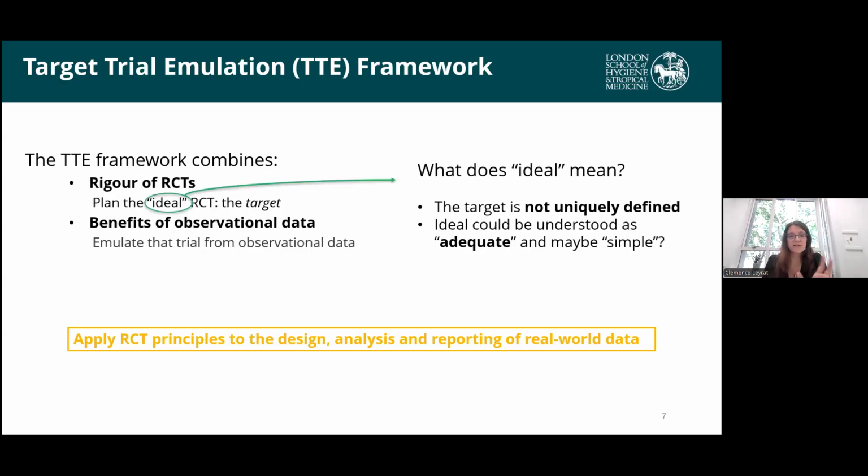But let's go back to this ideal. It's often stated in publications or when people talk about target trial emulation, but actually the target trial is not unique. If we give the same research question to different trialists, they may come up with different designs, all valid to answer the research question. So here we are talking about an adequate design, and maybe quite simple. If we can do things simply, it's always better.